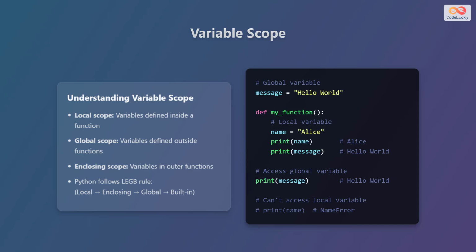Python follows what is known as the LEGB rule, which determines the order in which Python searches for a variable. It starts with the local scope, then the enclosing scope, then the global scope, and finally the built-in scope.